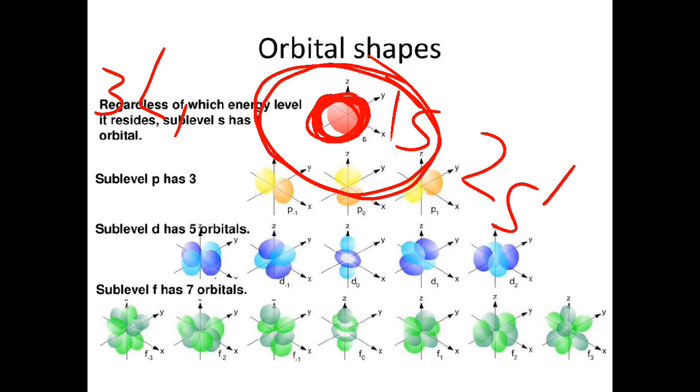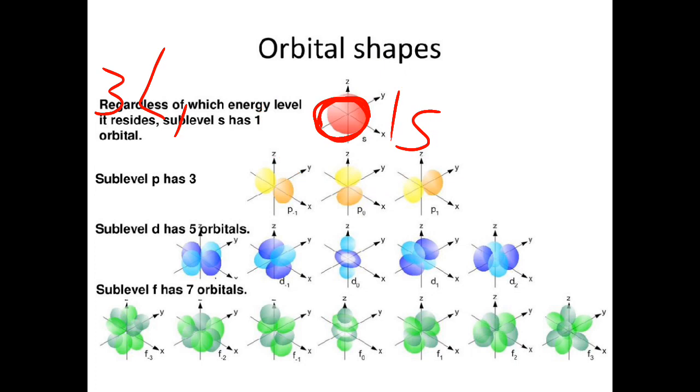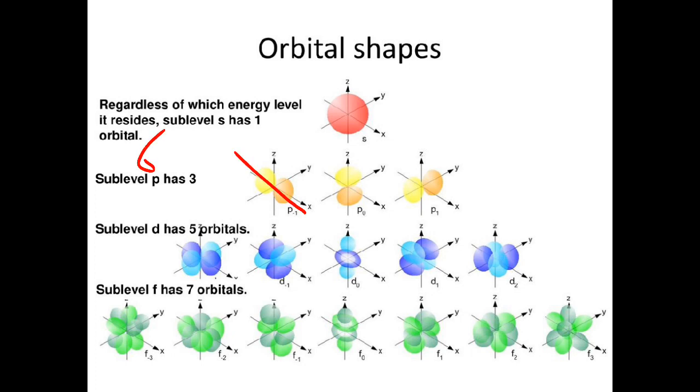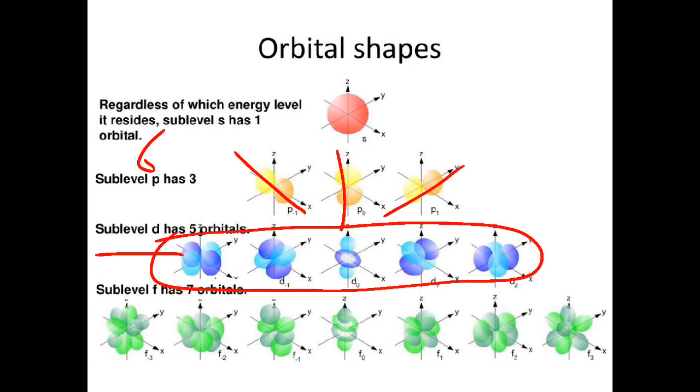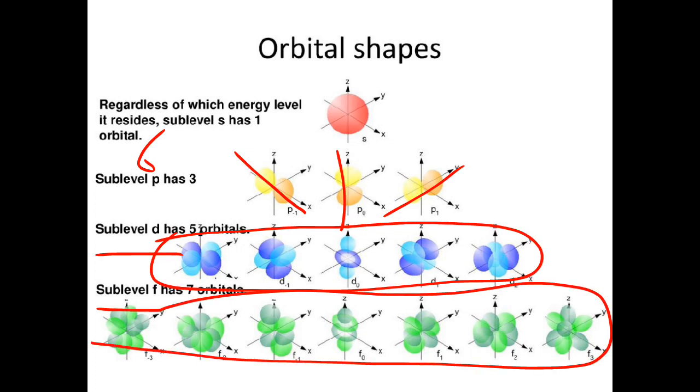Now summarizing the sublevel p. The p subshell has 6 electrons, and these 6 electrons are found in 3 orientations like this. So subshell p has 3 orbitals in it. Similarly, subshell d has 5 orbitals shown in blue, and subshell f has 7 orbitals like this.